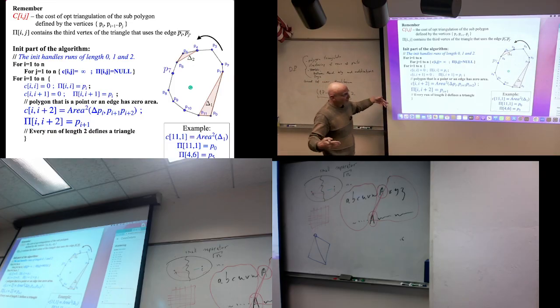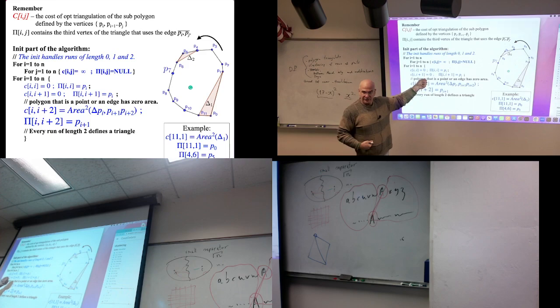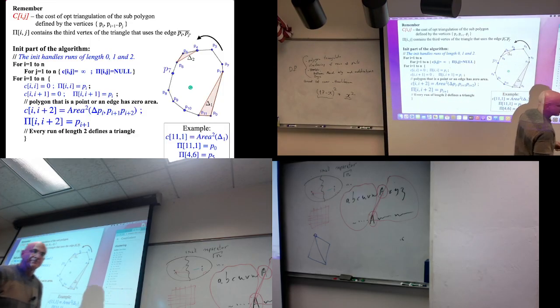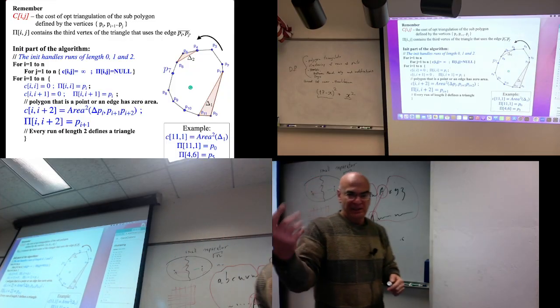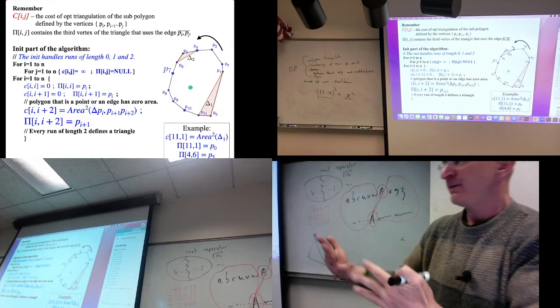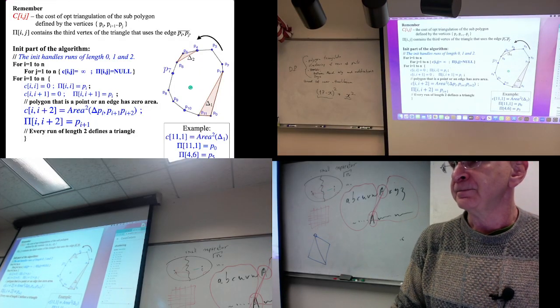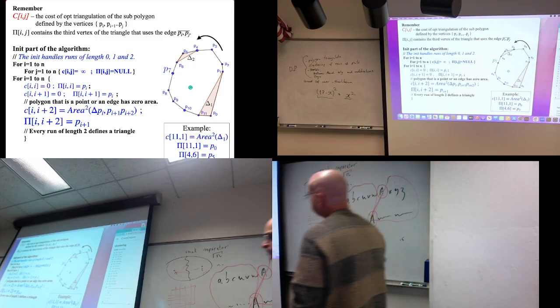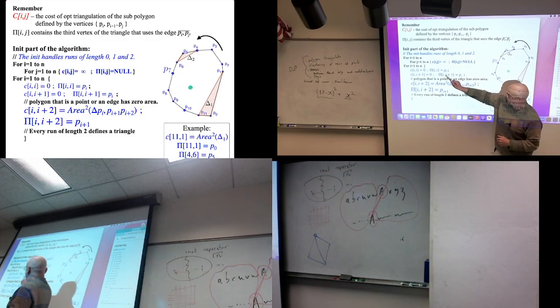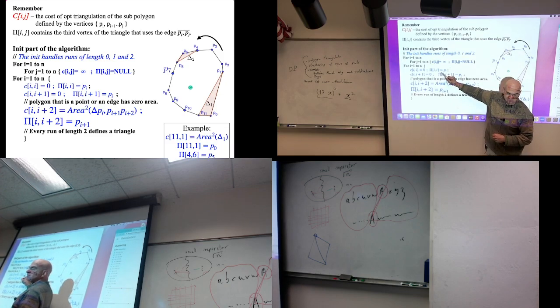So my plan would be to handle all the runs of length 0. Once you're done, handle all the runs of length 1. Or subpolygons of 2 vertices, or 3 vertices, then 4 vertices, always consecutive, always one after the other along the boundary, and so on. And as you increase the runs, eventually you'll get to cover the whole polygon. So let's talk about the init.